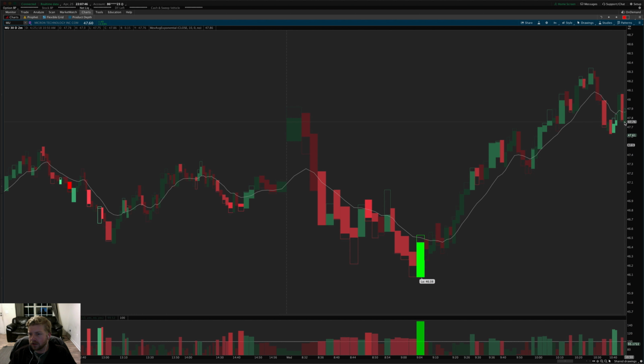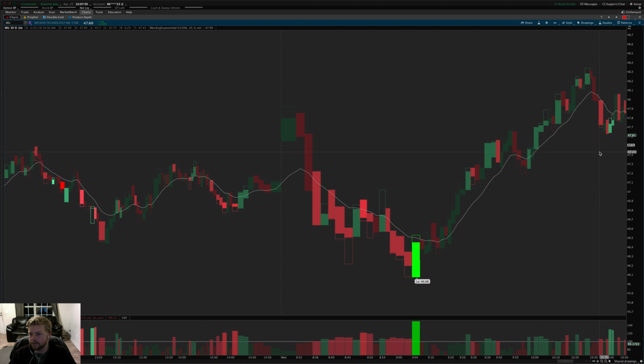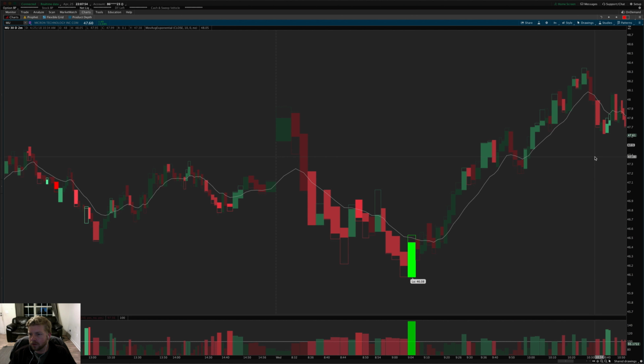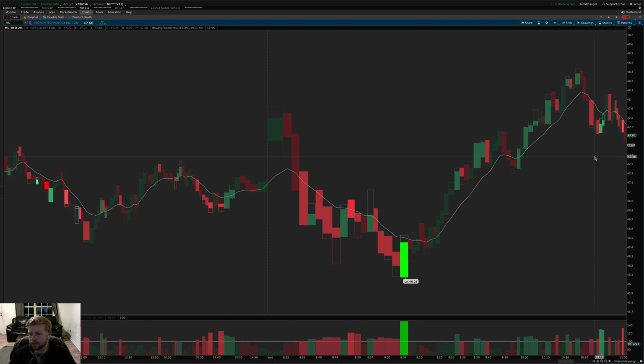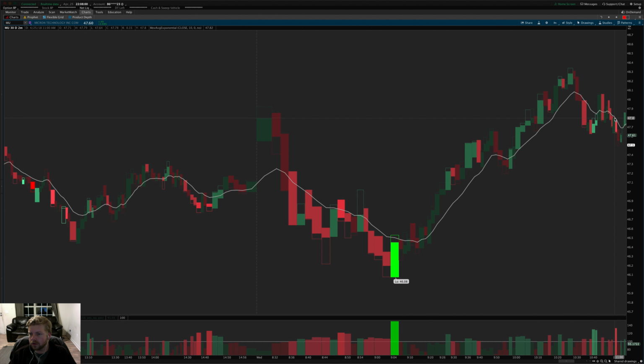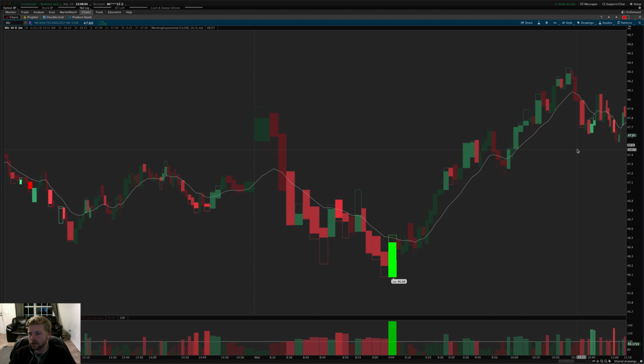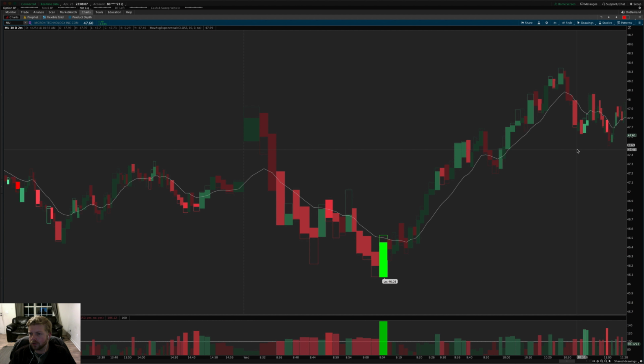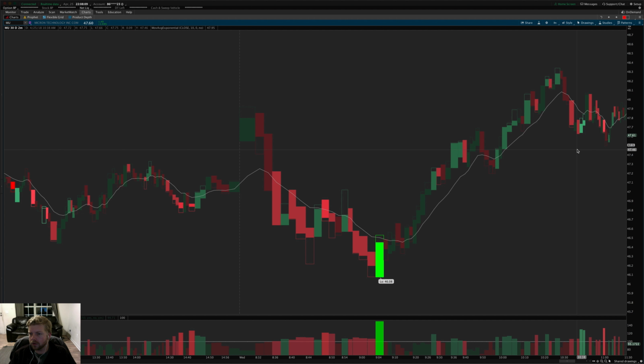This could have been taken as a short underneath the low of this green, underneath the low of this green as well. Looks like it triggered in right there. I can't tell for sure. It looks like it got to 1 R, and if you trailed break even, you would have trailed out.